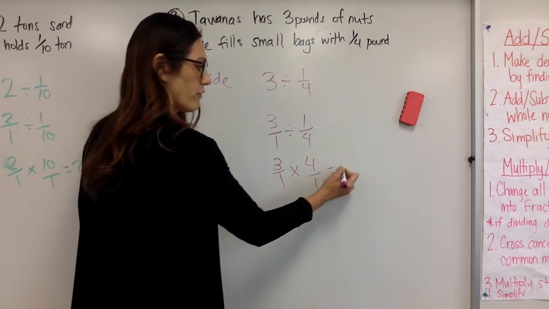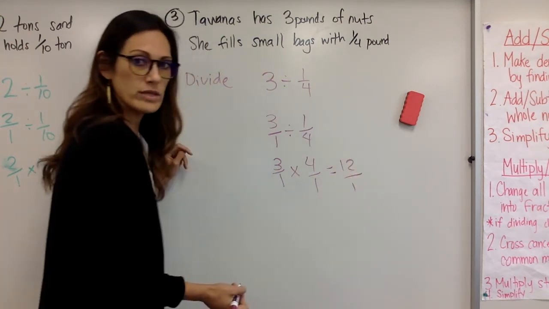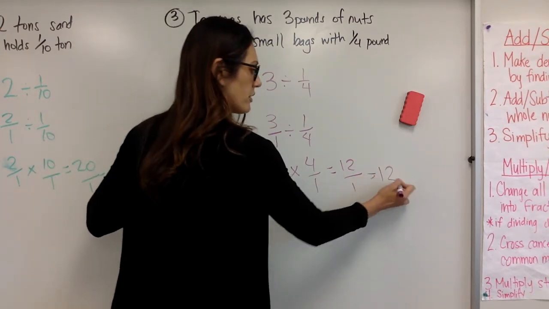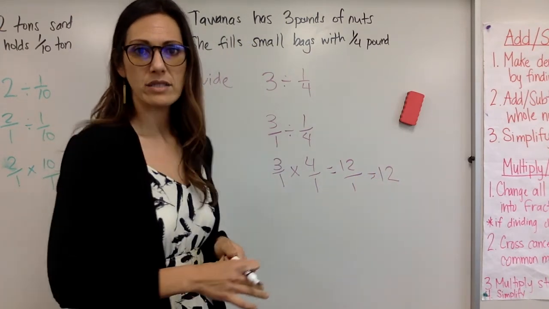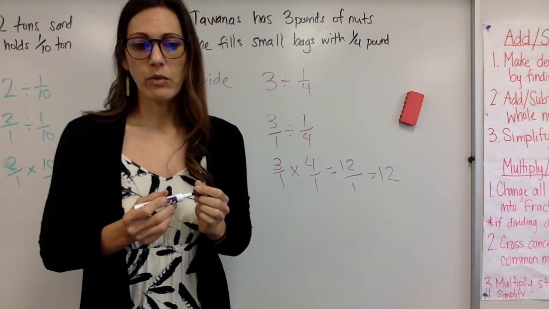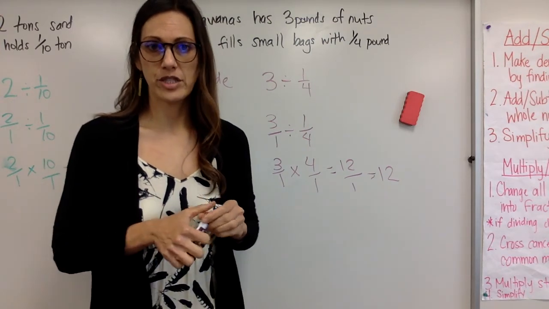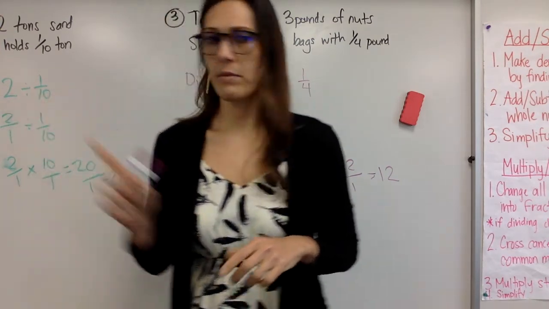So 3 times 4 is 12, and 1 times 1 is 1, which just means that she will be able to fill 12 bags with the nuts. Now I want you to try 4, 5, and 6 on page 97, because they're similar to these 3 problems that I just did.